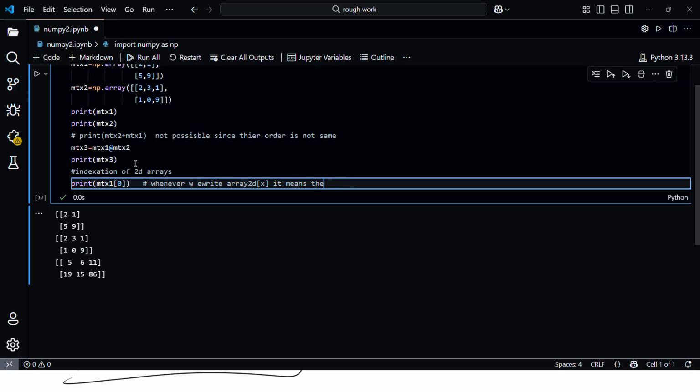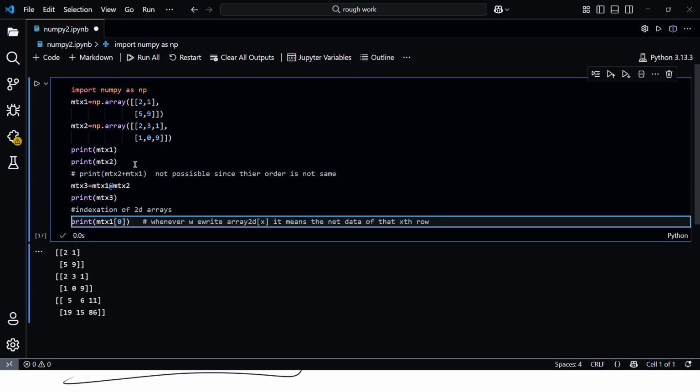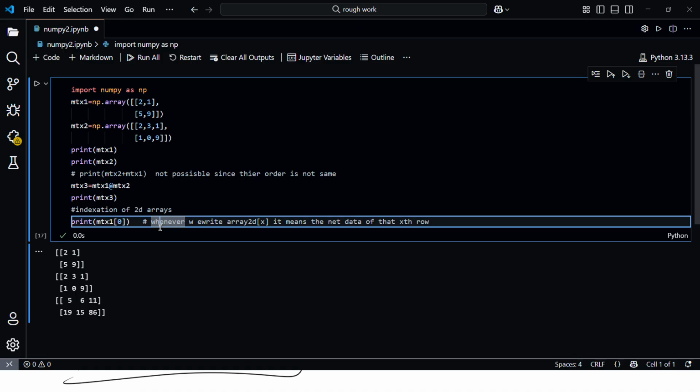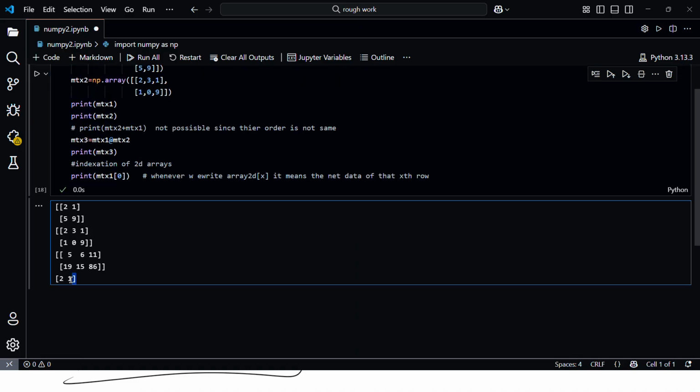Okay. It means the net data of that xth row. So if we are doing matrix 1 0, that means this is matrix 1 and the first row is 2 comma 1, so the answer should be 2 comma 1. Let's print it. Yes, it's 2 comma 1.